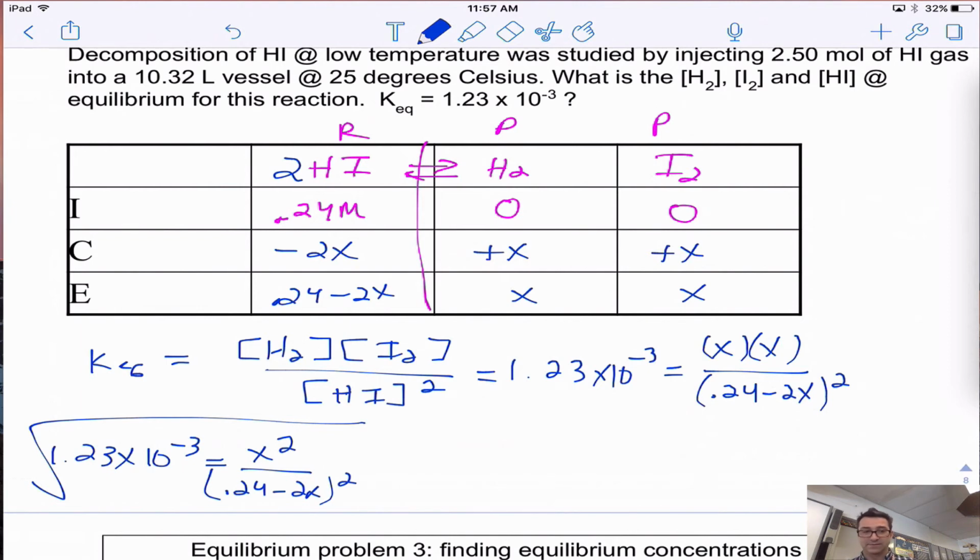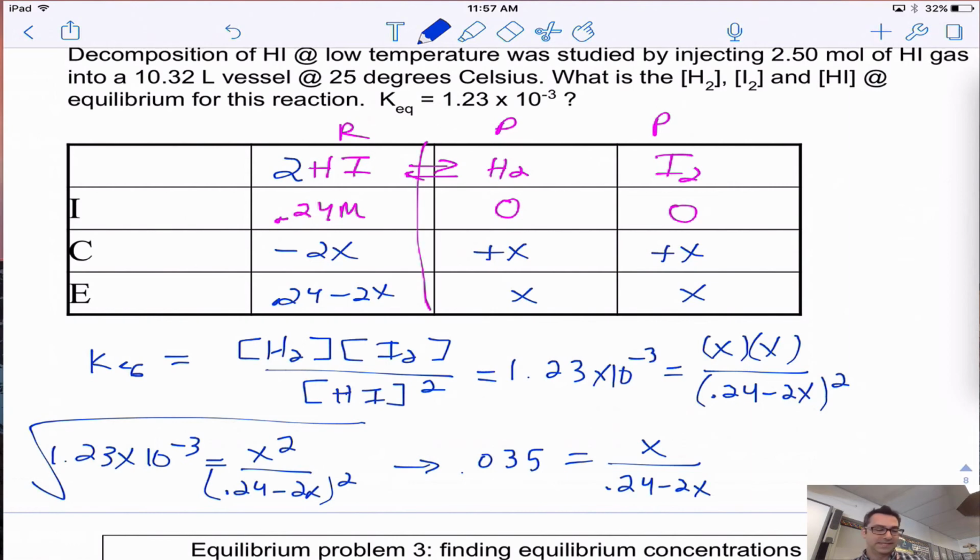So if I do that, if I take the square root of 0.00123, I get 0.035. So I get 0.035 equals x over 0.24 minus 2x. And now it becomes much easier to solve for.